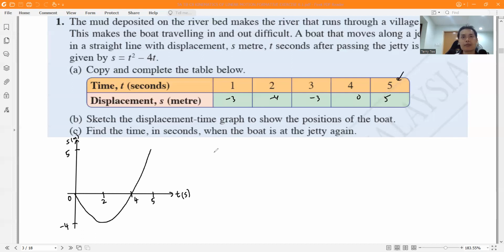Now, find the time in seconds when the boat is at the jetty again. Because s is the reference point from the jetty, when we say the boat returns to the jetty, it has to be when the displacement goes back to 0. So when your displacement s is 0, what is the time? t is 4. There you go, that's your answer.